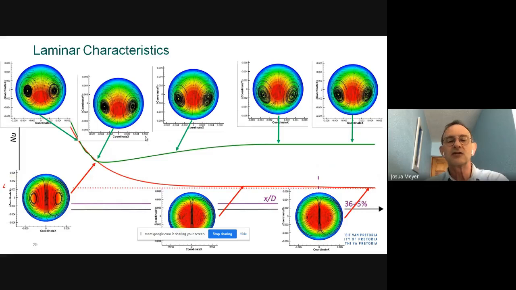So this can also be checked with CFD results, and here is some of the work that we did, showing the CFD results very nicely. Next slide, please.